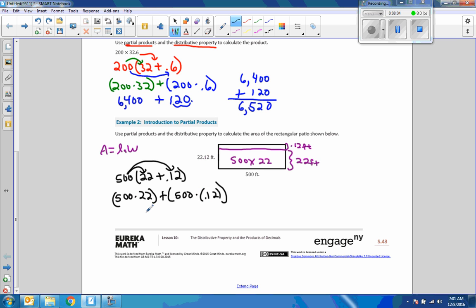So again, I'm multiplying by something with a 0, so I put 2 zeros. 5 times 2 is 10, carry the 1. 5 times 2 is 10, plus 1 is 11. So 500 times 22 is 11,000. 5 times 2 is 10, carry the 1. 5 times 1 is 5, plus 1 is 6.